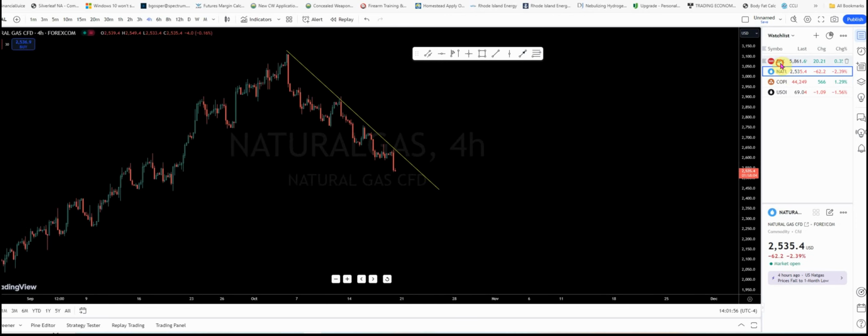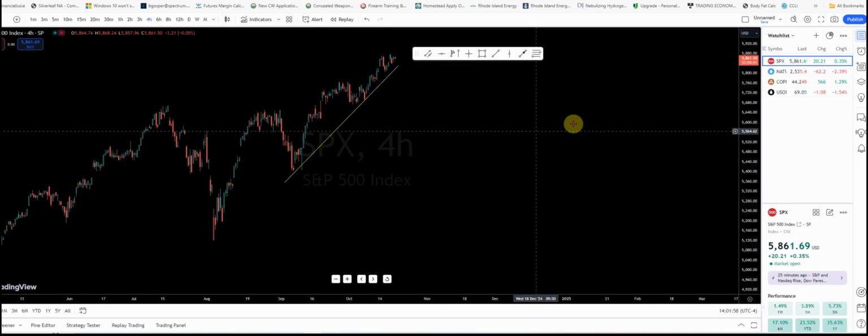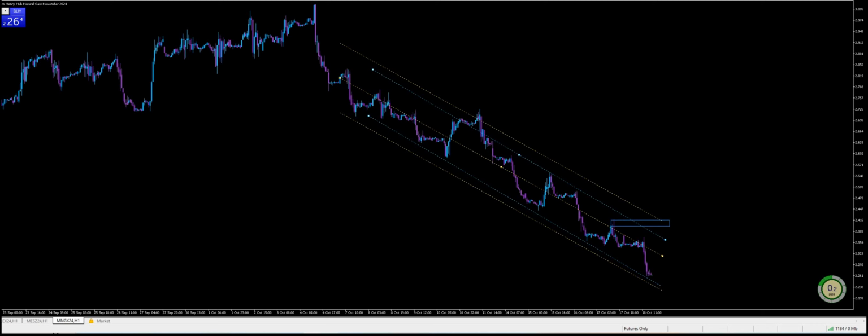Everything else looks very much like the futures charts, which is good, which helps me just kind of feel better about my analysis here on the futures charts, because they line up pretty well in terms of projections and what I expect things to do in the CFD cash markets.